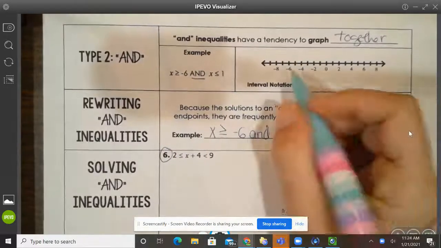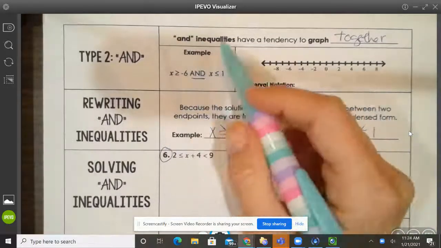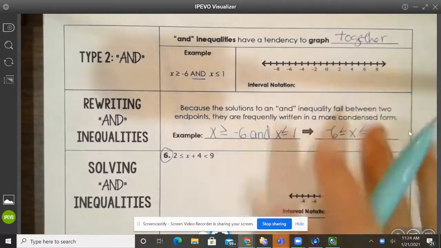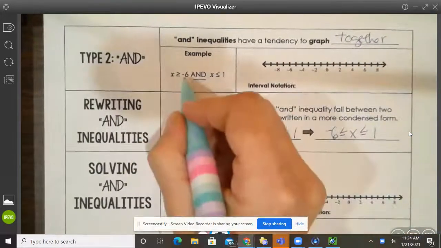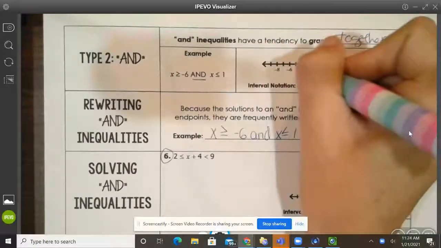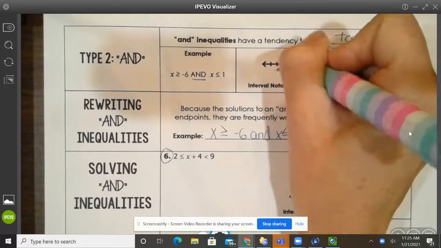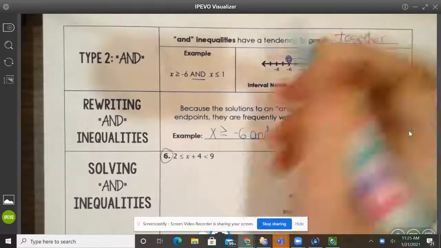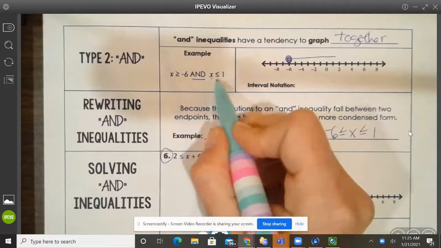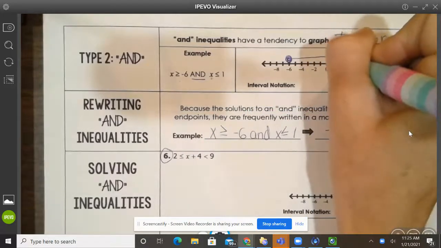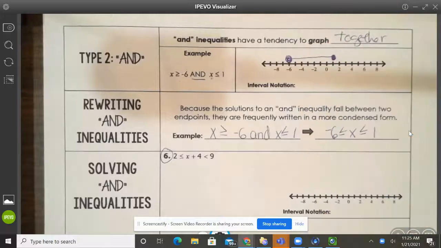So let's graph this. An and inequality has the tendency to graph together, so I'm gonna show you how this looks. So that's x is greater than or equal to, so it's a closed circle. It's gonna go this way, right? But then x is less than or equal to 1. So 1 is over here, and it's actually a closed circle too. So that's how it looks here. They connect.